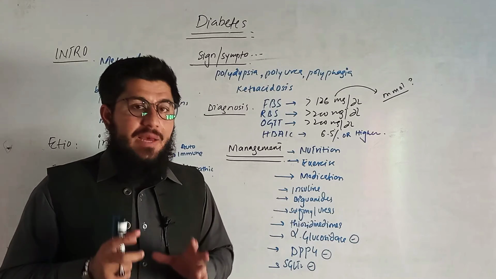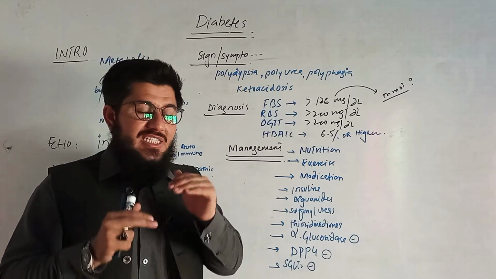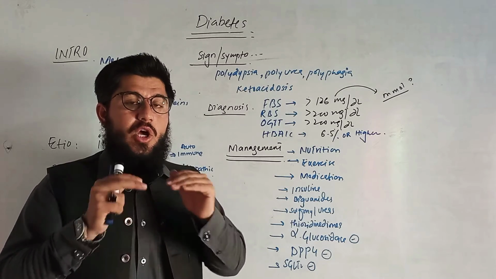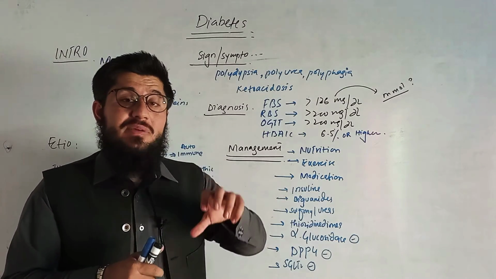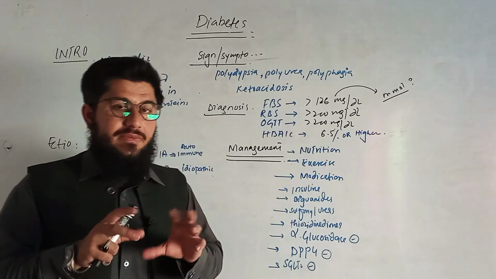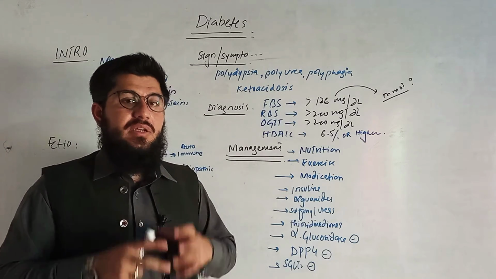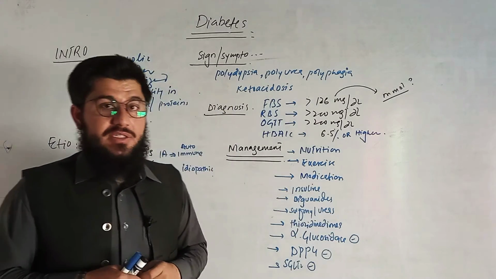Okay, so what happens again, in short, there is a kind of disbalance being seen or observed in the diabetic patients. Now this disbalance is of the insulin. So in short, insulin is actually the responsible factor or the cause of diabetes.